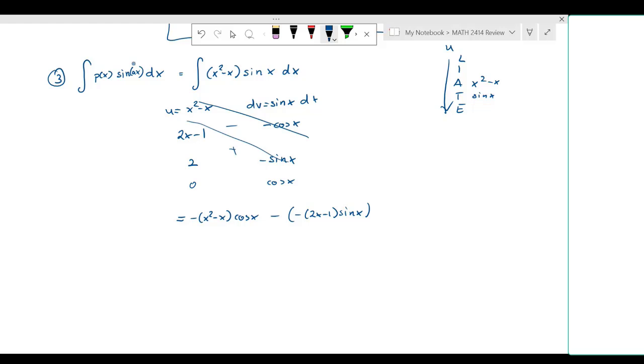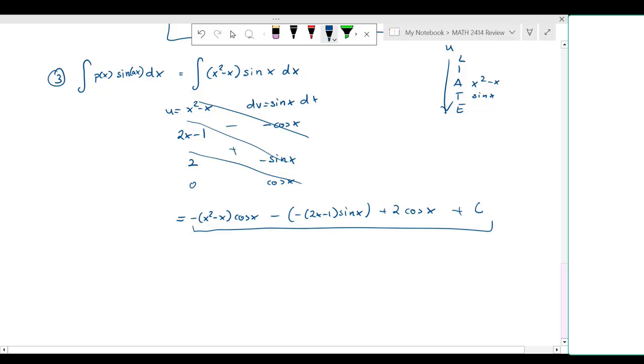And then plus 2 times cosine, up to a constant. And so you can try to simplify this, but there's an answer if you want to practice. I just wanted to mention that you might see polynomial times trig function. Okay. All right.